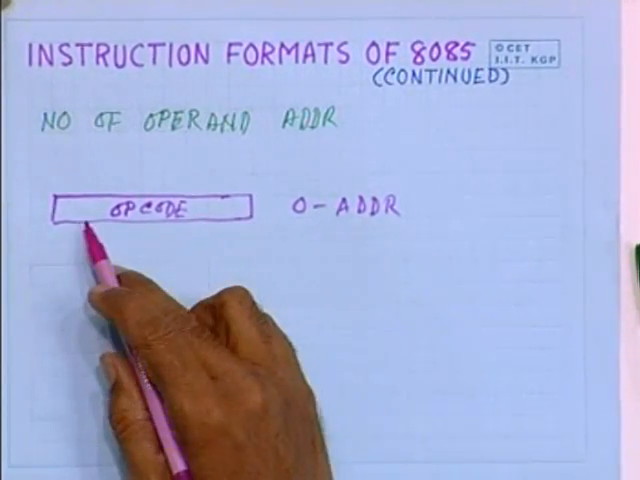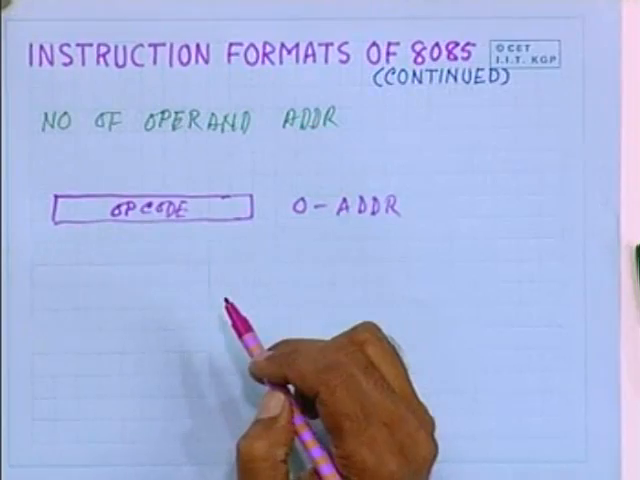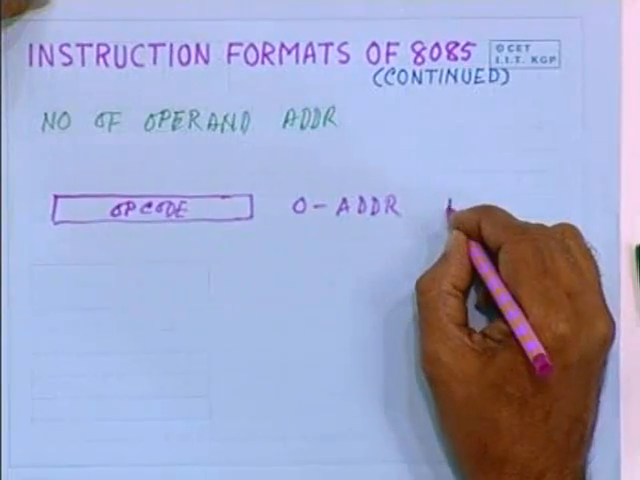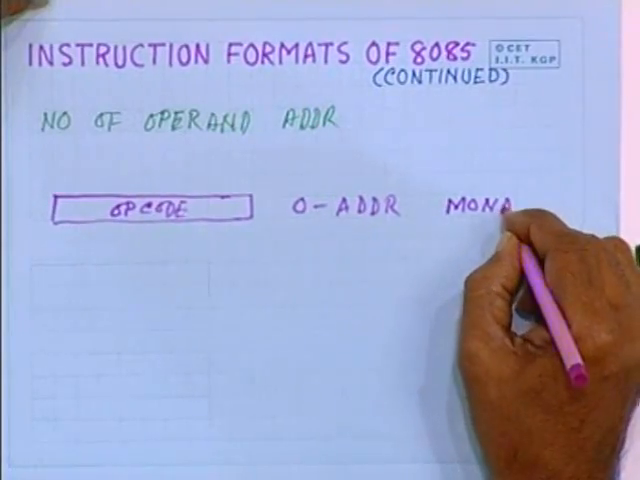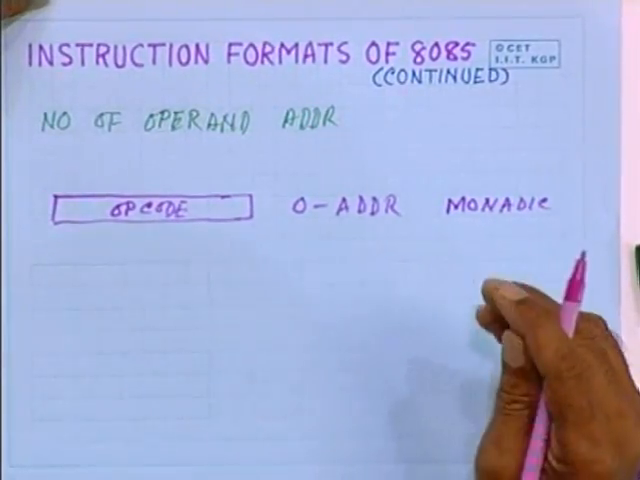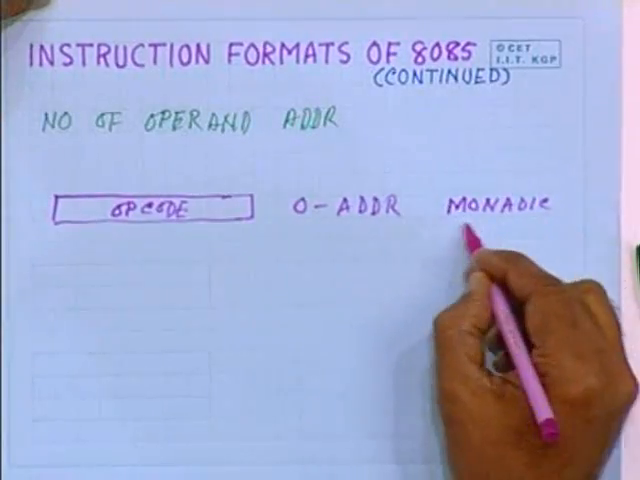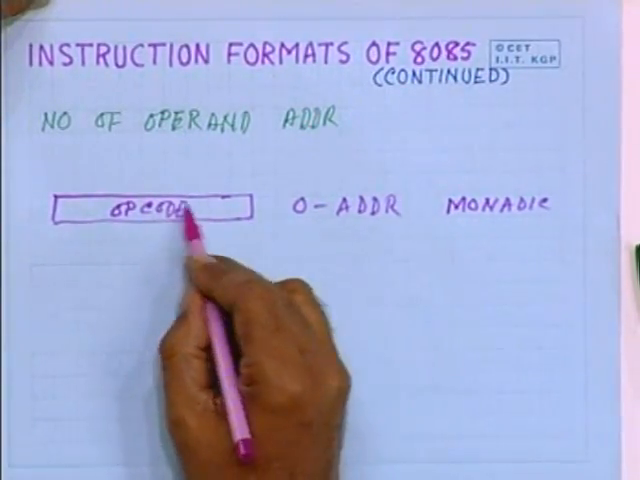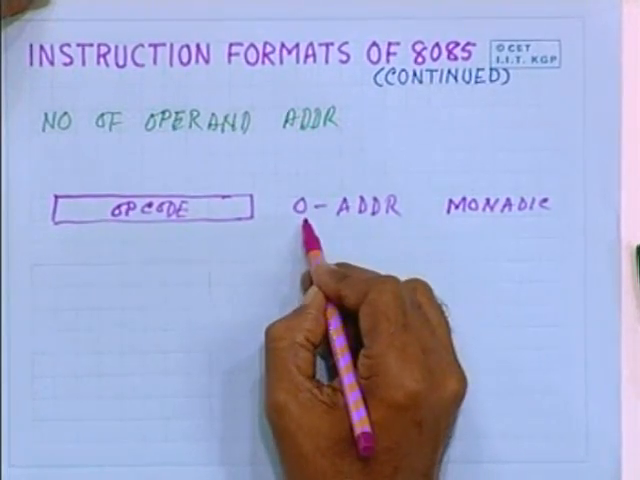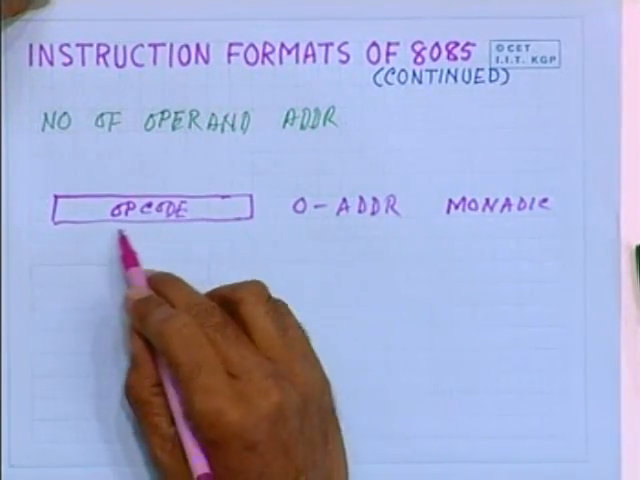How do you specify the operands? The operand addresses are specified implicitly. As you have seen, the accumulator is always the source of one of the operands. So if the instruction is monadic in nature, and monadic means it involves only one operand, for example, you have to complement a number, or perform shifting of a number, then it will involve only one operand, and that operand is stored in the accumulator. So in this case, it is called a zero address instruction. There is no need to explicitly specify the address.